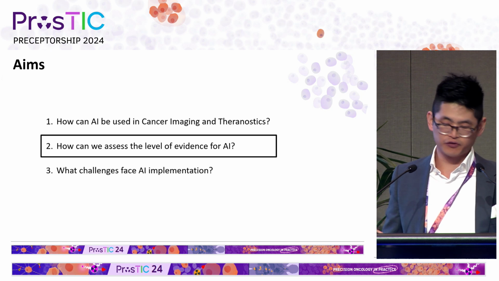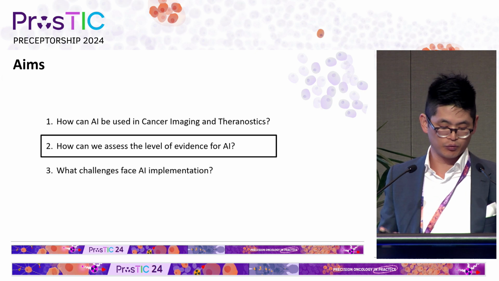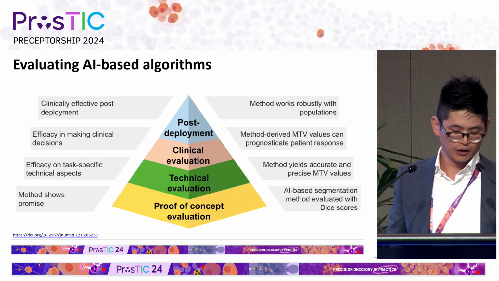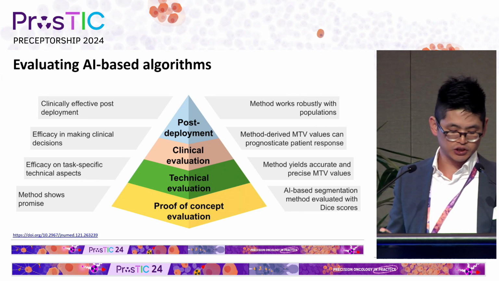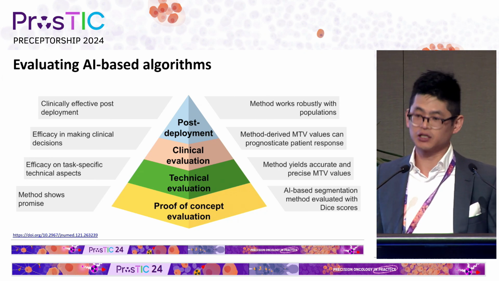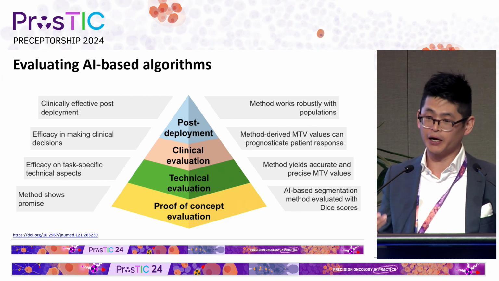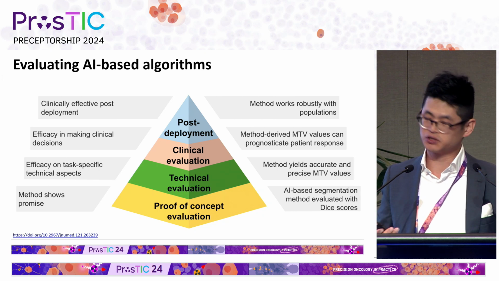And so now we move into part 2, which is how can we assess the level of evidence for AI and what is it currently at? Really, I would adopt this 4-tier model. And where we are at is at proof of concept evaluation and also just entering into technical evaluation. But we are not yet at clinical evaluation, really. And answering the question how these tools combine with the clinician decision-making process to impact patient outcomes, that still remains to be seen.